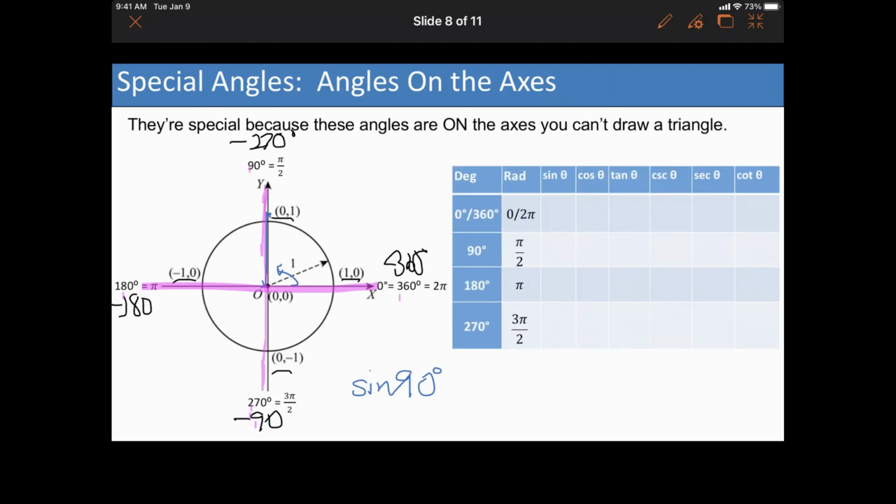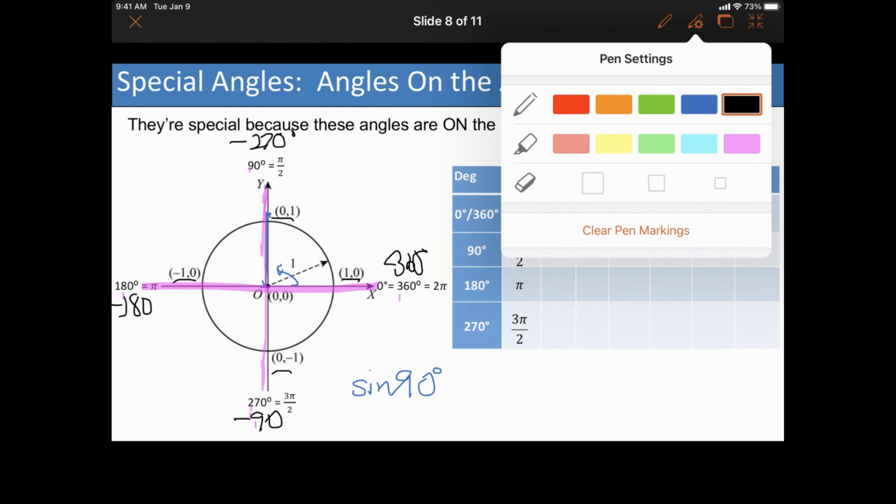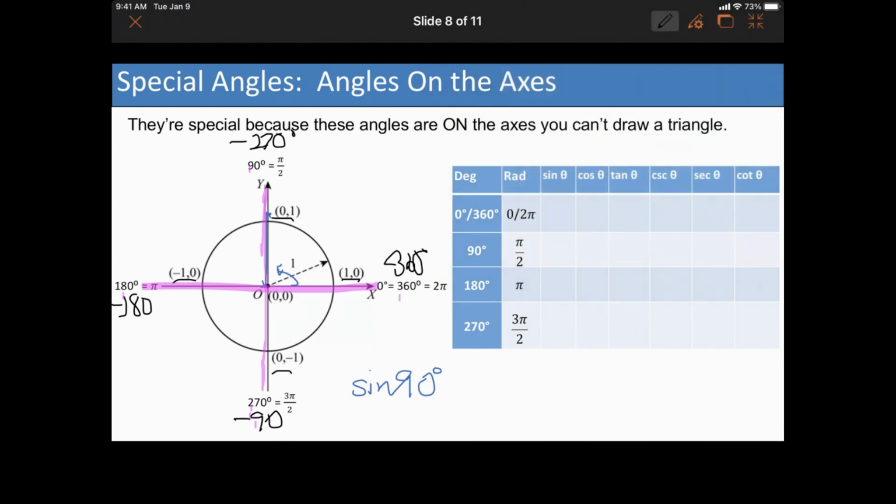Okay. So I have a table. And this should look familiar. You should have a table. Here's the last sheet of paper for the handout that you should have printed out. So go get that. And we're going to fill this in.